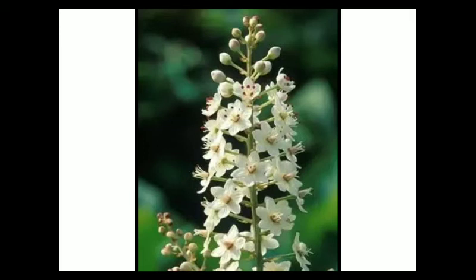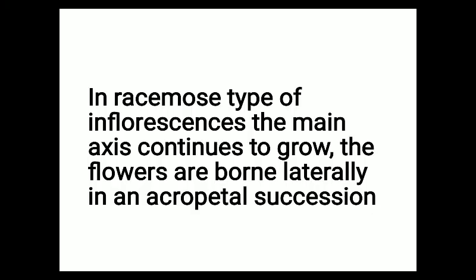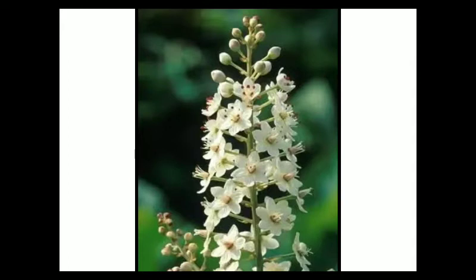If the older flowers remain present at the base and younger flowers remain present at the apex, then this type of arrangement is known as acropetal arrangement. I hope that racemose inflorescence is clear. In racemose inflorescence, the main floral axis continues to grow and the flowers are borne laterally in an acropetal succession. We have to keep in mind that in racemose inflorescence there will be unlimited growth of floral axis. It will keep on growing.